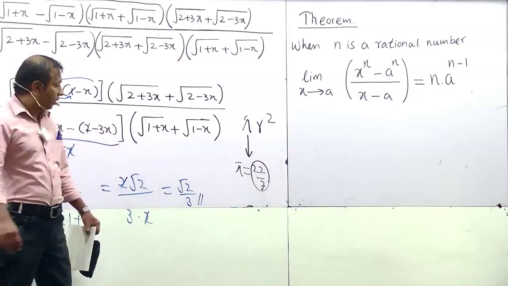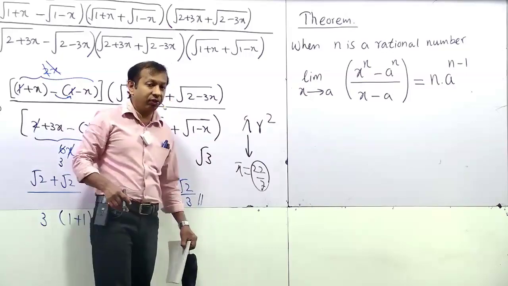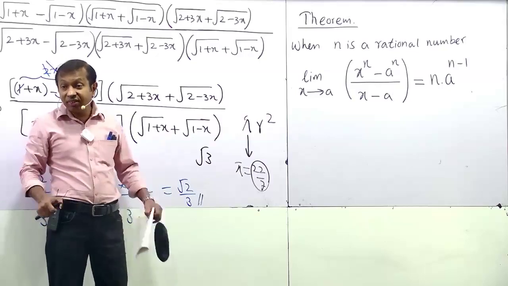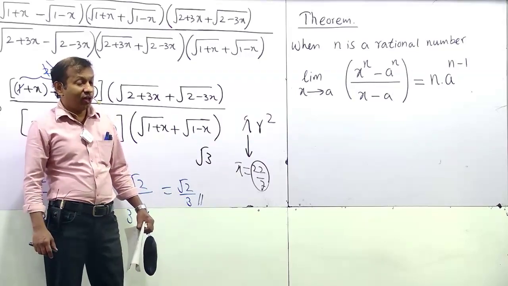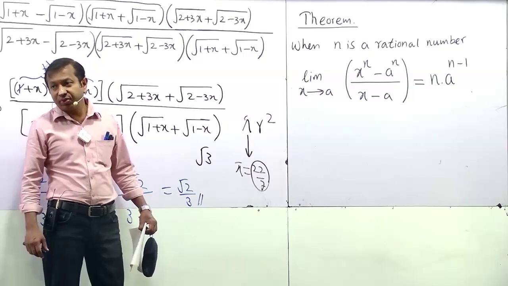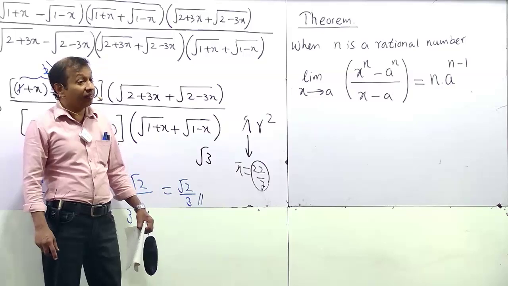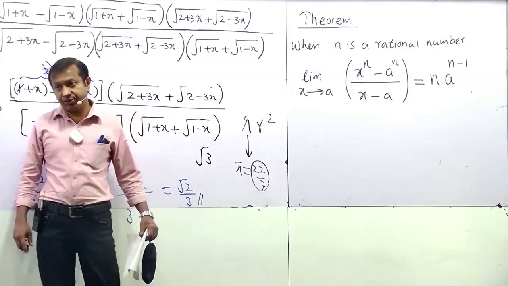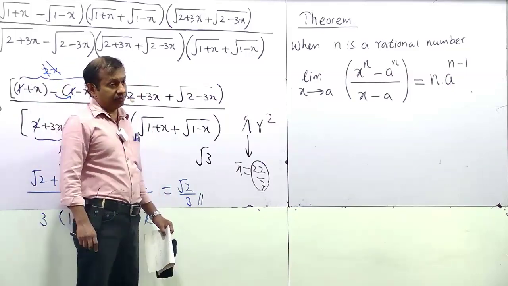And also take root 3. Its value is 1.7321 and so on. No. That also nobody can write as a fraction. Root 2, root 7, and so on. There are many irrational numbers. These numbers are called not rational, that means irrational numbers. But in this theorem, n is a rational number.